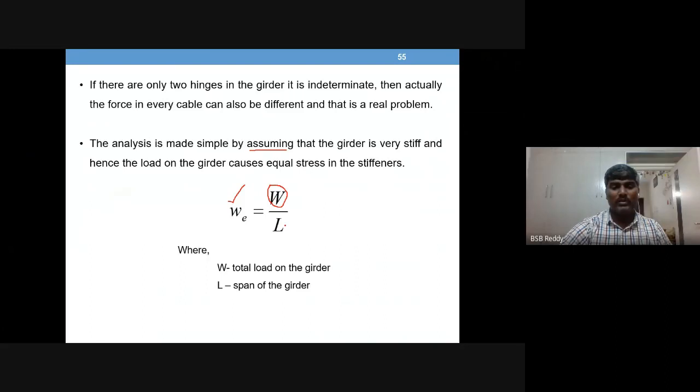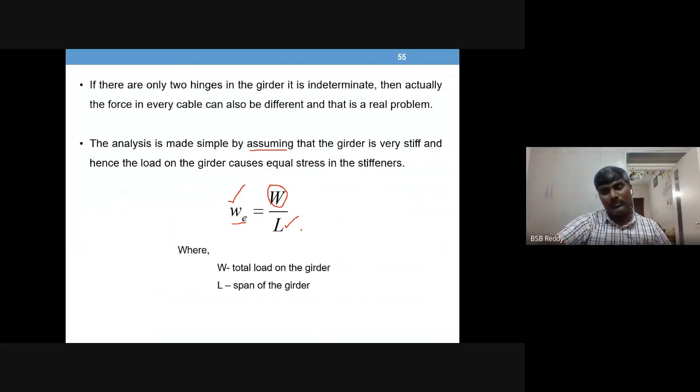Total load divided by total span of the girder will give you the equivalent UDL. So this needs to be calculated in this approximate manner. Then only we will be able to solve the two-hinged stiffening girder problems. Otherwise, it is like an indeterminate structure where the number of unknowns is more and the number of equations is less.